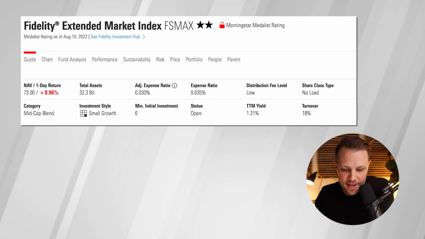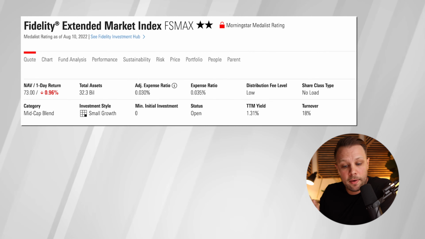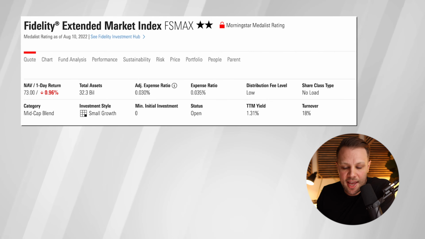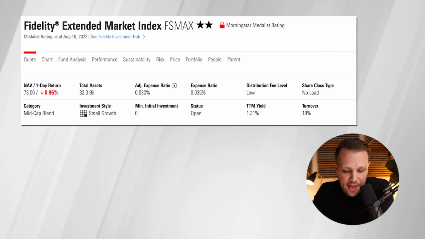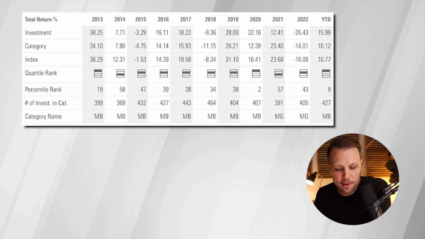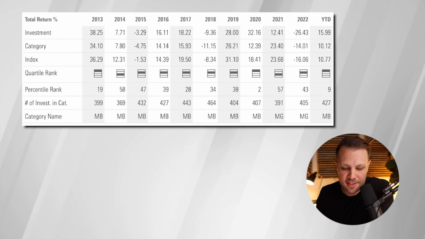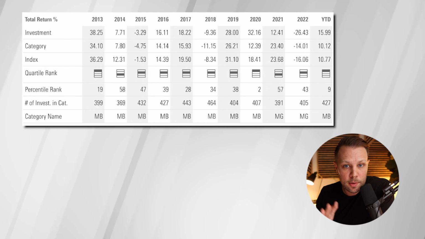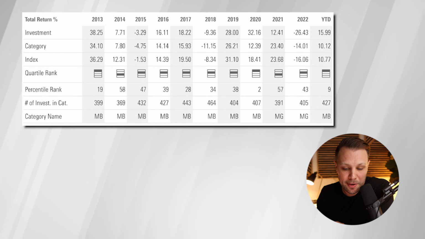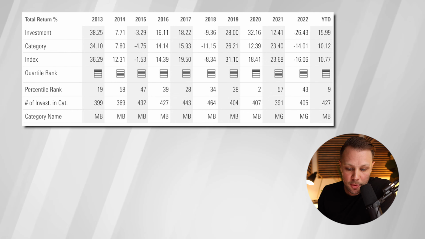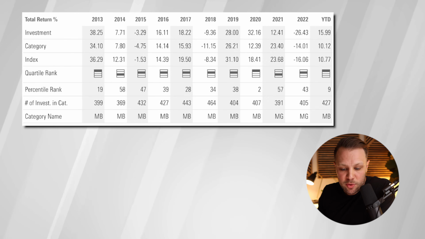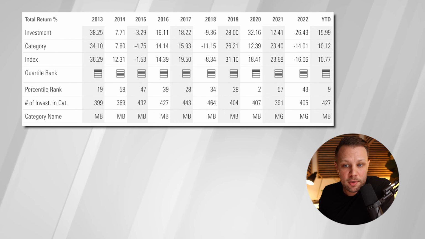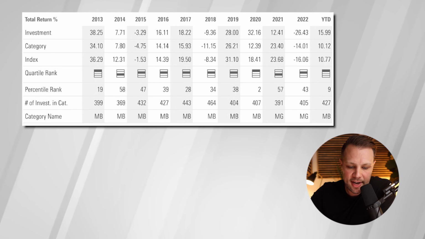Now let's look at FSMAX, which does have an expense ratio. So FSMAX has an expense ratio of 0.035%, and it has a yield of 1.31% and a turnover ratio that's even higher of 18%. Now this has a much longer track record over time, and it has had a bumpy road over the last decade. 38% in 2013, 7% in 2014, 2015 negative 3.29%, 2016 16.11%, and over the last 3 years, in 2021 12.41%, in 2022 negative 26.43%, and in year to date 15.99%.